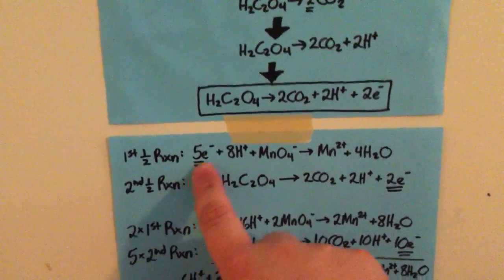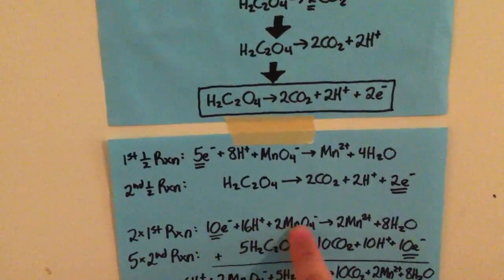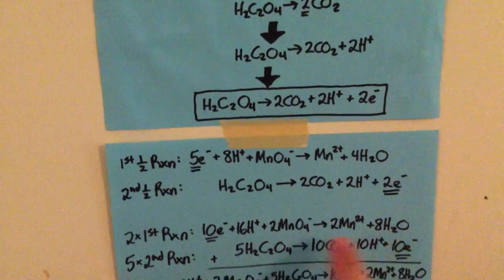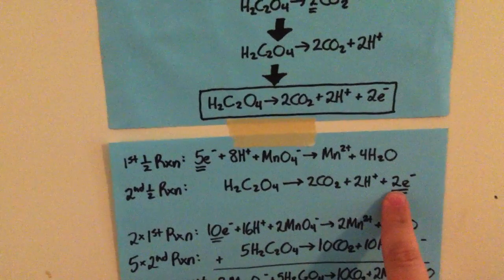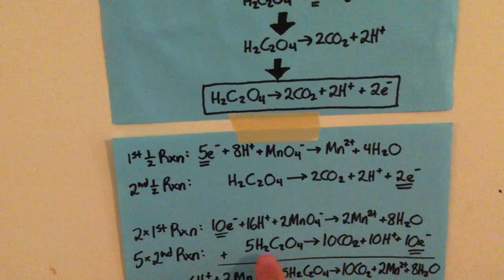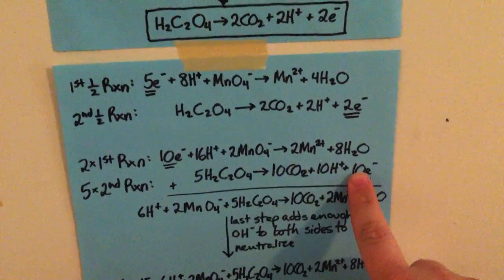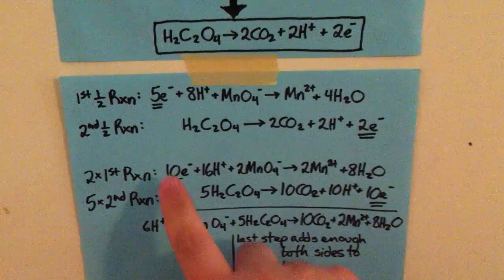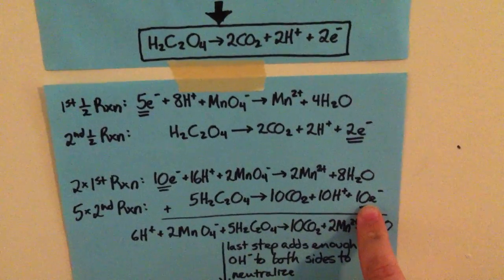Take the first reaction, multiply everything by 2. We'll get the reaction here. Take the second half reaction. We're going to multiply by 5 to get this up to 10, and that results in the reaction shown here. So we now need to combine our reactions. 10 electrons, opposite side of the arrow so they cancel.